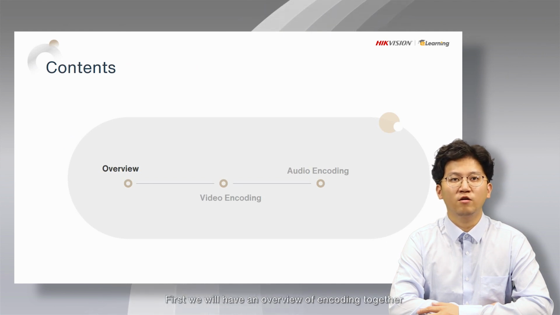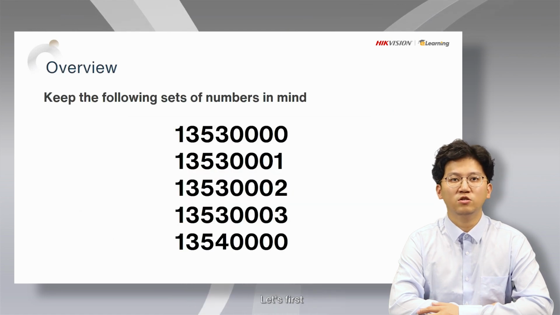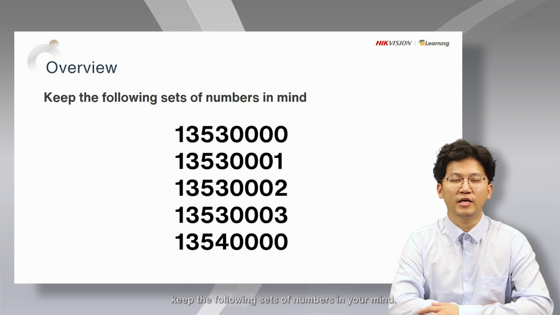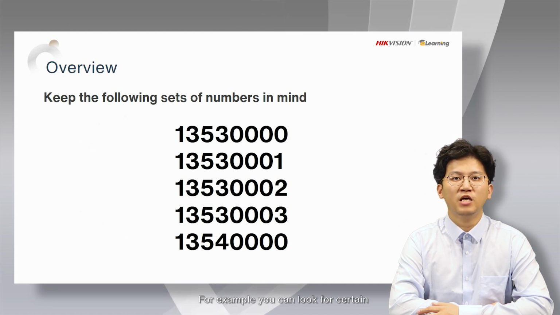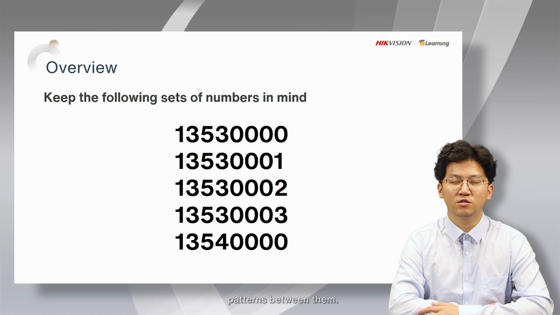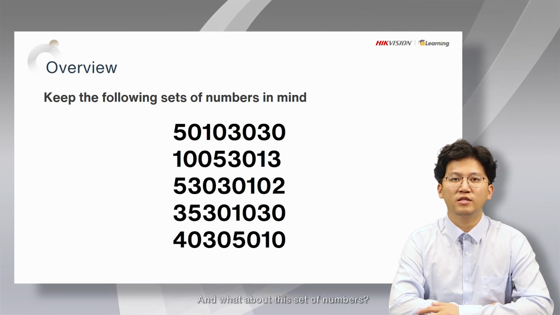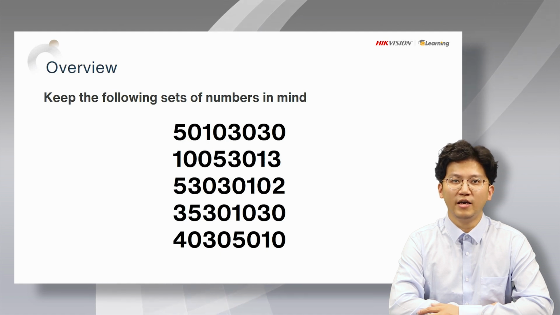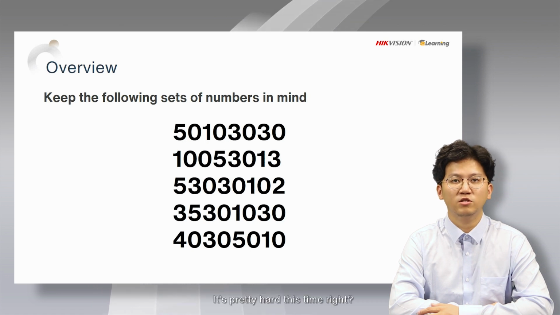First, we will have an overview of encoding together to have a basic understanding of it. So let's first keep the following sets of numbers in your mind. Try to find a way to remember all the numbers here. For example, you can look for certain patterns between them. And what about this set of numbers? Again, try your best to remember all the numbers here. So it's pretty hard this time, right?